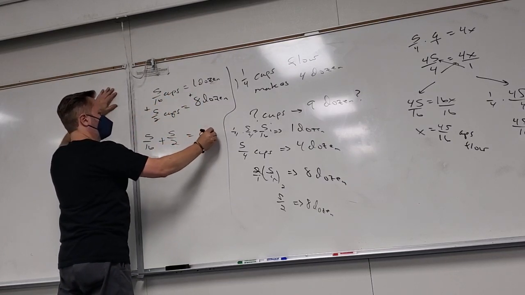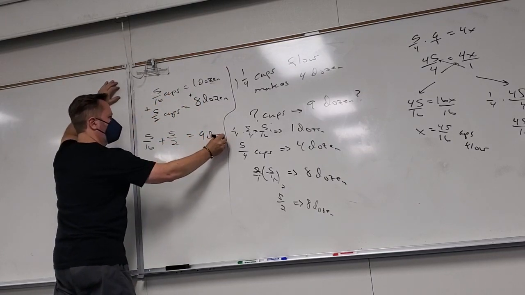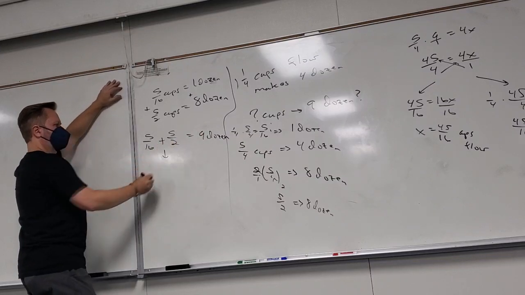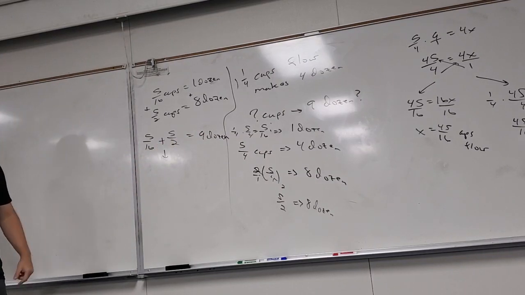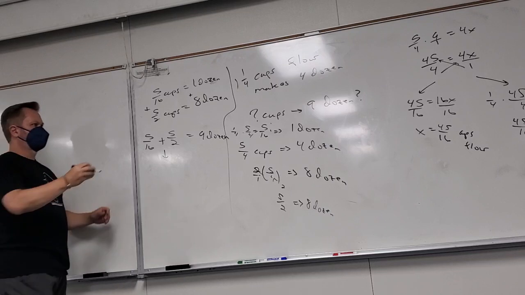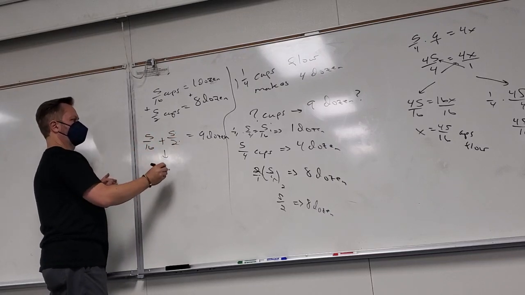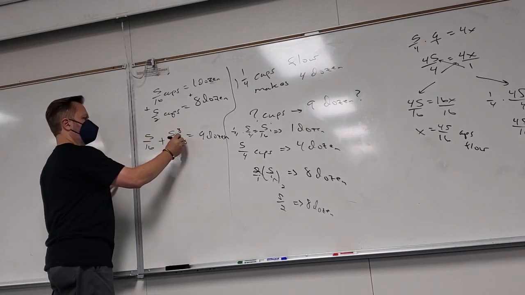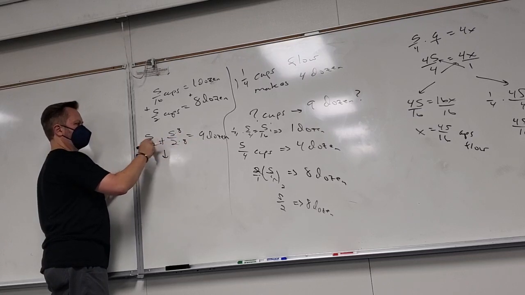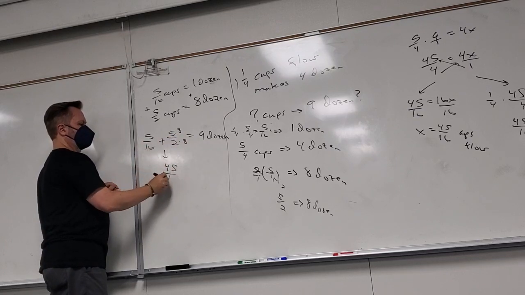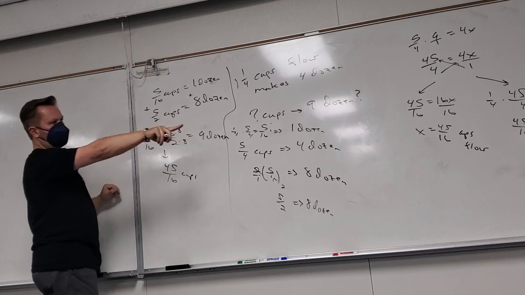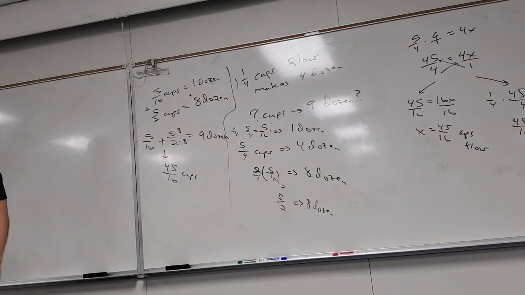So what is 5/16 plus 5 halves? Multiply by 8, so I get 40/16 plus 5/16. 45, 45/16, which is what we got over there, right? Of course it is. Same problem, different method, yes?